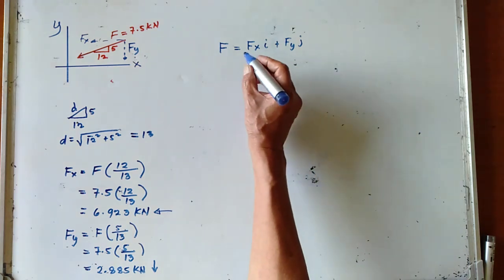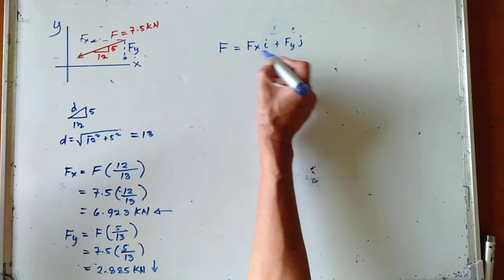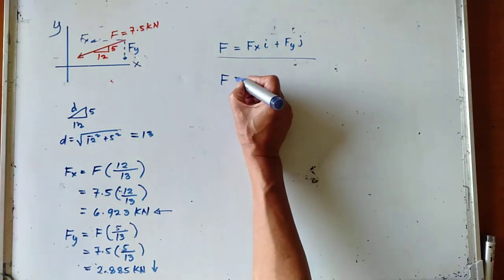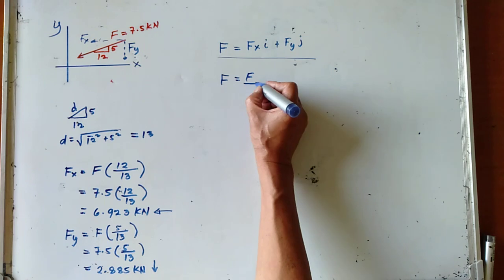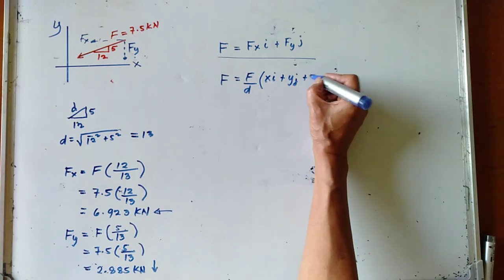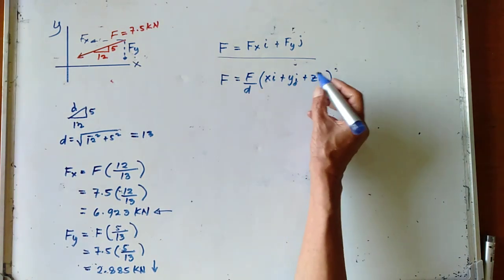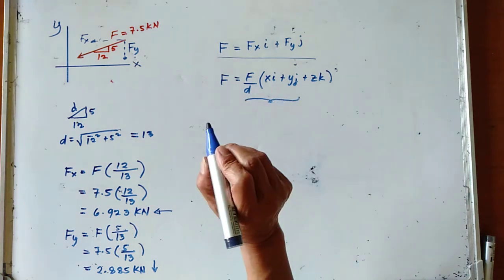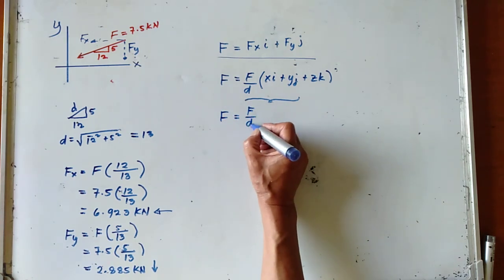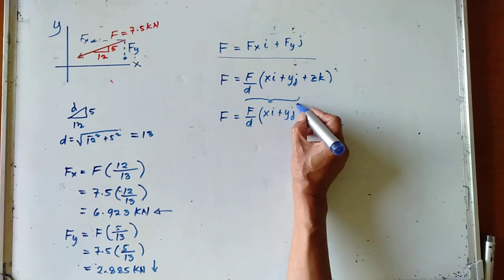So at this point, let's try to recall first so that you will know where this equation came from. Previously, we have a vector F equal to F all over D multiplied by xi plus yj plus zk. Now, you try to take note in here that we only have to get this one because this is a two-dimensional force system. And therefore, your F in here is equal to F all over D multiplied by xi plus yj.